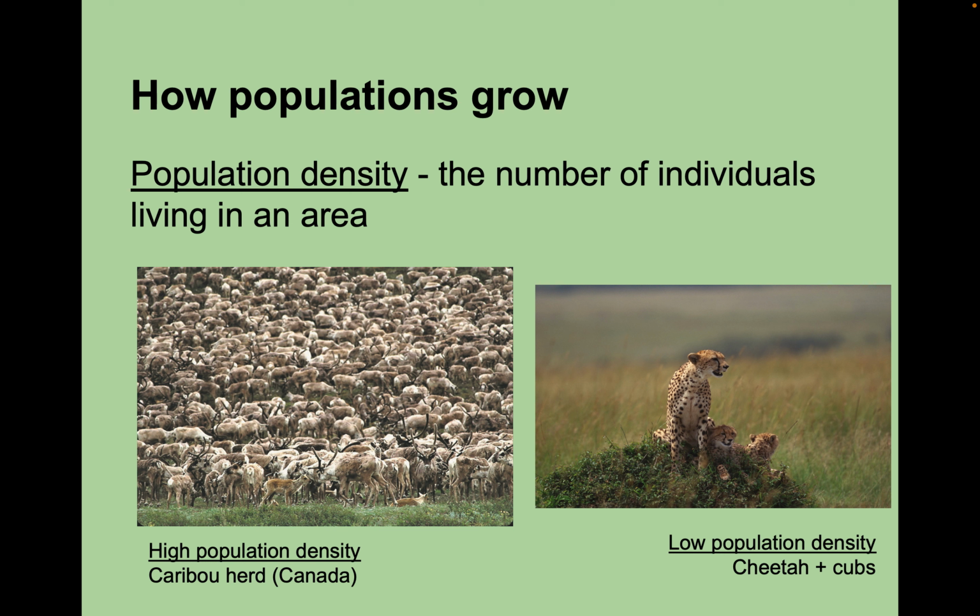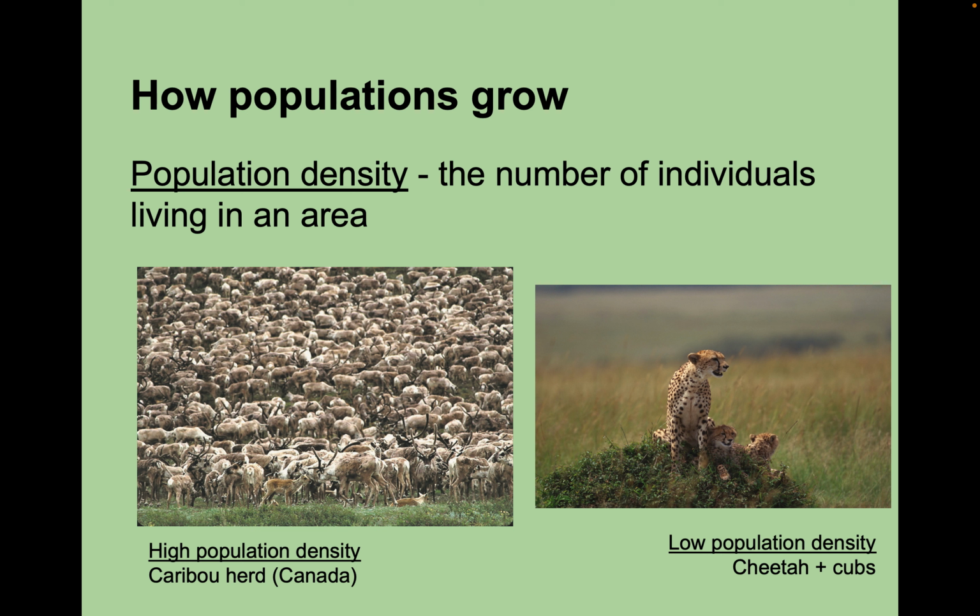For example, on the left, all of those are caribou, which are large animals that are sort of like deer, and they just walk across Canada eating all the plants. There can be millions of them altogether. That would be high population density.